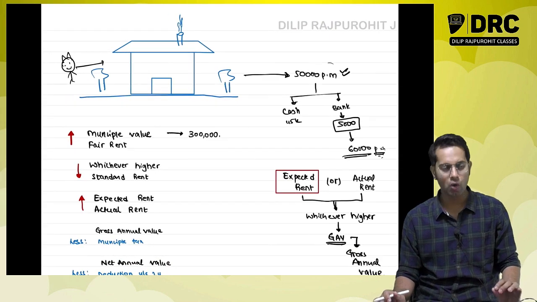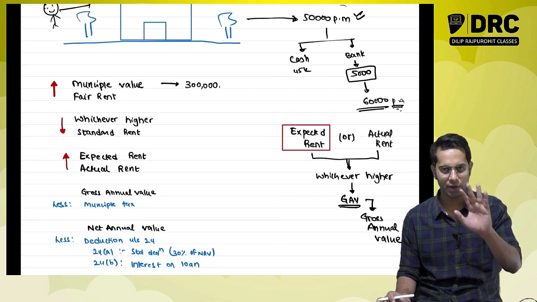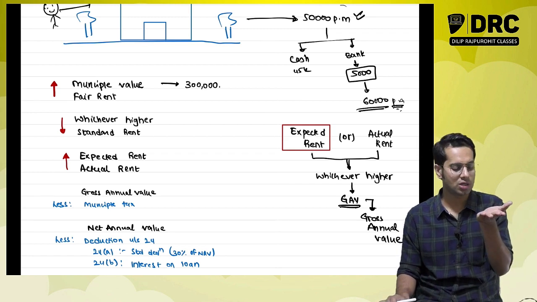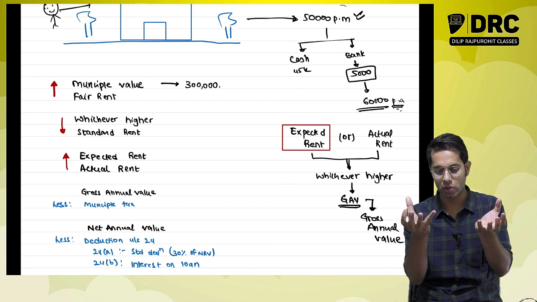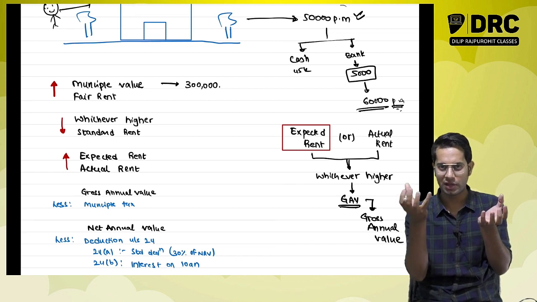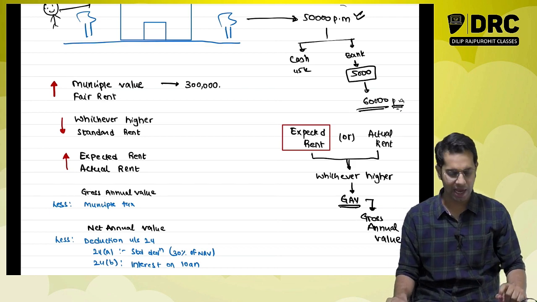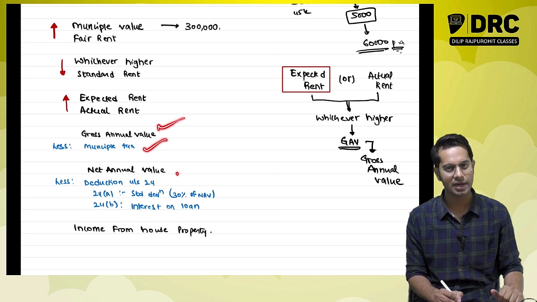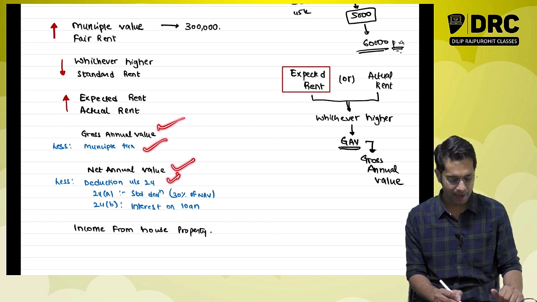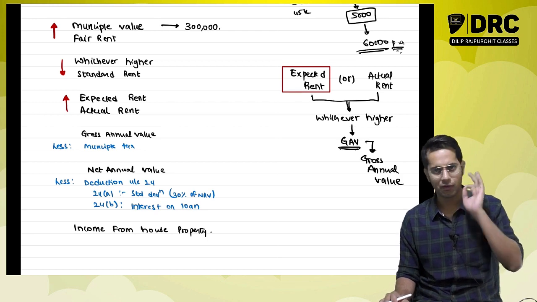And then we also saw how to compute the income from house property. While computing it, you are supposed to compare the expected rent with the actual rent. Whichever is higher will become your gross annual value. From this gross annual value, you subtract municipal taxes and you get the net annual value. Subtract the deductions under section 24A and 24B, and you get your income from house property.